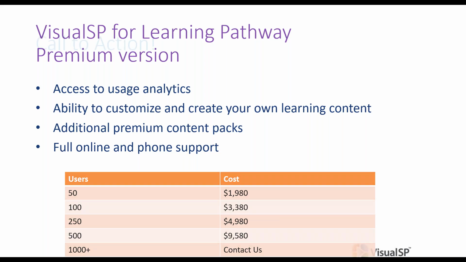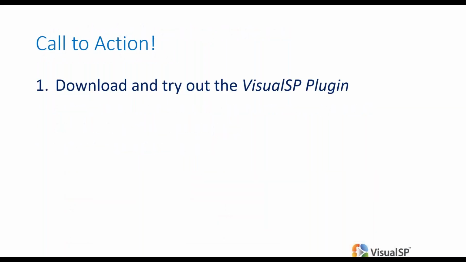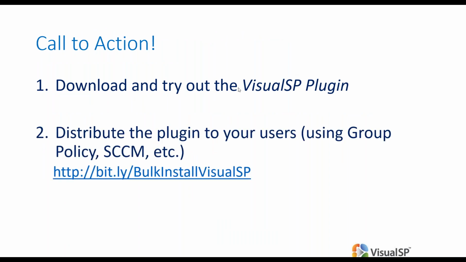Okay, call to action. Download and try out the Visual SP plugin. All you have to do is search for the words Visual SP plugin and you'll get to it. You can distribute the plugin to your users also if you like. They can get it manually, obviously, or you can do it through group policy or SCCM. We even have an article about that: bit.ly bulk install Visual SP. You'll see exactly the different ways you can do the bulk install, if you're not familiar. And if it's useful for you, go for it.